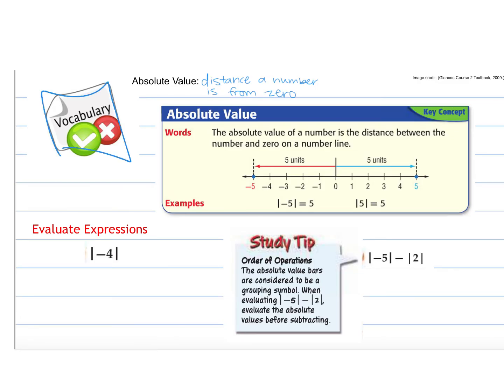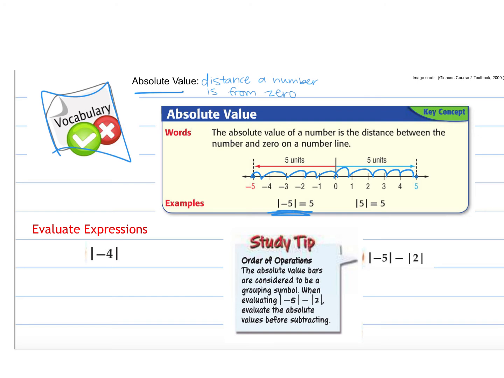We have another vocab word here, so make sure you write down the vocab word and the definition. We have absolute value. This is the distance a number is from 0. So the absolute value, again, here is the distance between the number and 0 on a number line. So they're showing us here the absolute value of -5. Well, -5 is 1, 2, 3, 4, 5 spots away from 0. So that means the absolute value of -5 is 5. And the +5, 1, 2, 3, 4, that's 5 spots away from 0 as well. So pretty much it makes negative numbers positive and positive numbers stay positive.